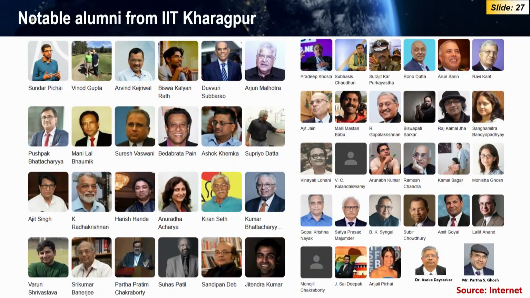And we have a very eminent alumni base, starting from the CEO of Google, Mr. Sundar Pichai, who has been an alumnus of our metallurgy department only. There were several big names from the metallurgy department. Dr. Srikumar Banerjee has been the chairman of the Atomic Energy Commission, and many other important people.